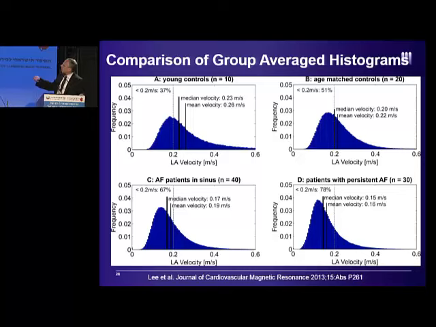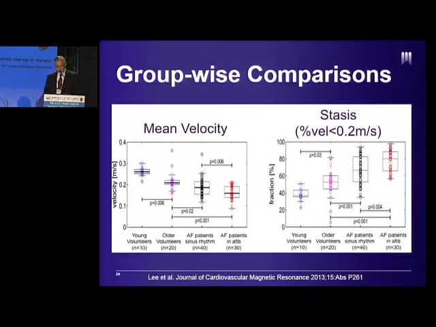So if we look at our stasis parameter, 37% in the young controls, 51% in the older controls, 67% in patients in sinus rhythm at the time of imaging, and then 78% in those who are in AFib at the time of imaging. And then similarly, if we look at the mean velocity, 0.26, 0.22, 0.19, 0.16, a continuous decline in velocity, and all of these were statistically significant.